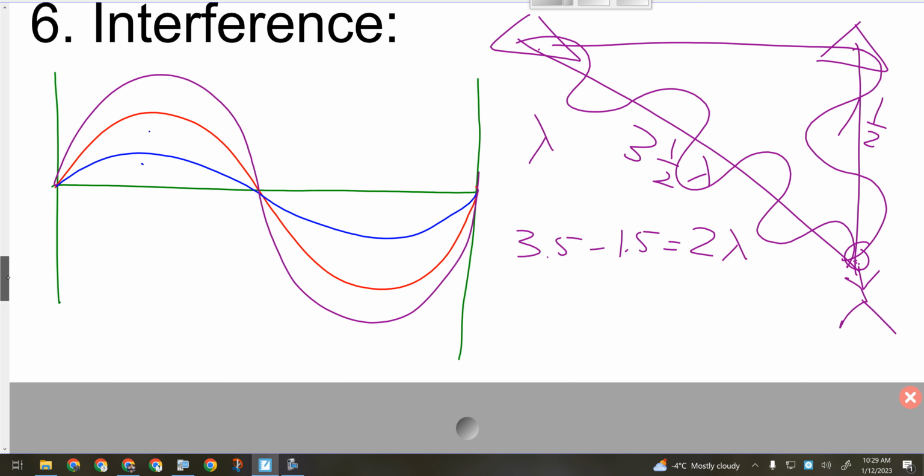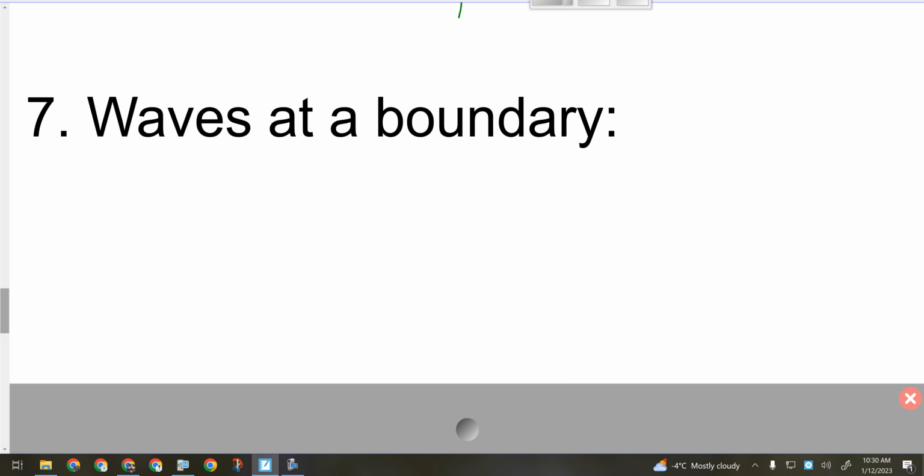Okay, waves at a boundary. This is going to be more multiple choice kind of stuff, but what happens when a wave enters a new medium or crosses a boundary between one medium and another? What property of a wave never changes when that happens? Frequency. Can everything else change? Yes. Absolutely. Speed, amplitude, wavelength, direction, all of those things can change when a wave crosses from one medium to another across a boundary.